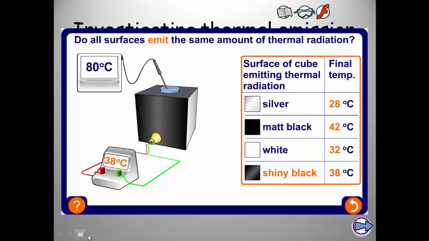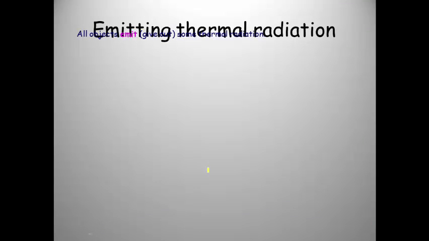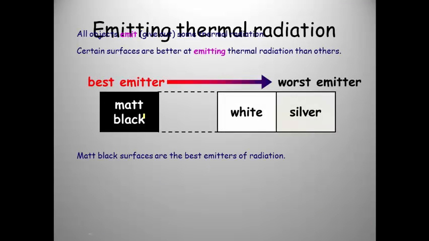Okay, so that is showing that that's going to be the best emitter. Matte black, best emitter, then followed by shiny black, then followed by white, and then silver. Obviously, silver is very reflective. So, like I says, best emitter, matte black, worst emitters, silver and white.